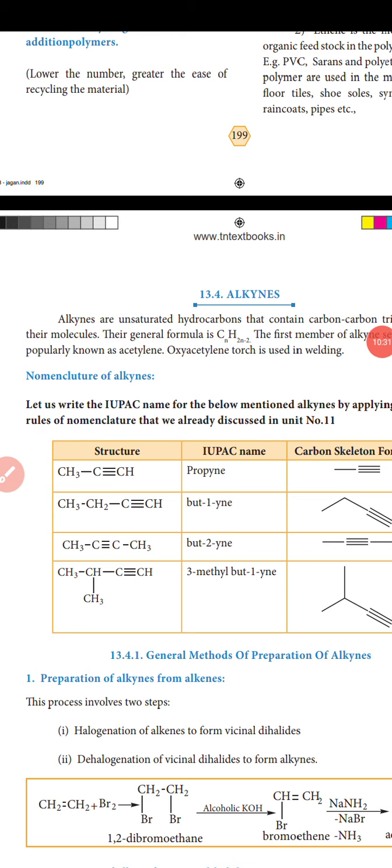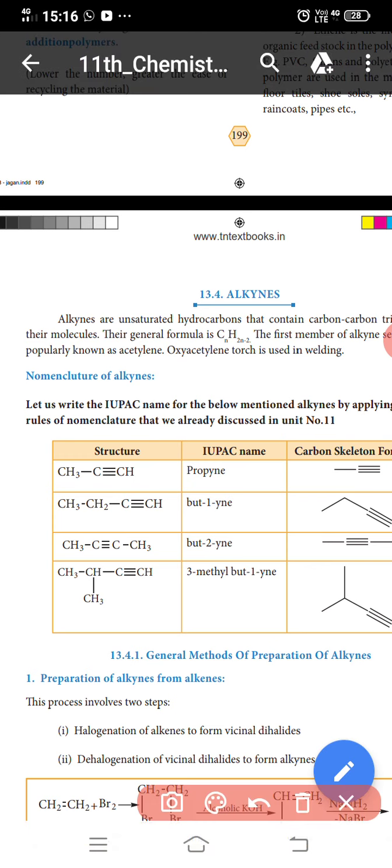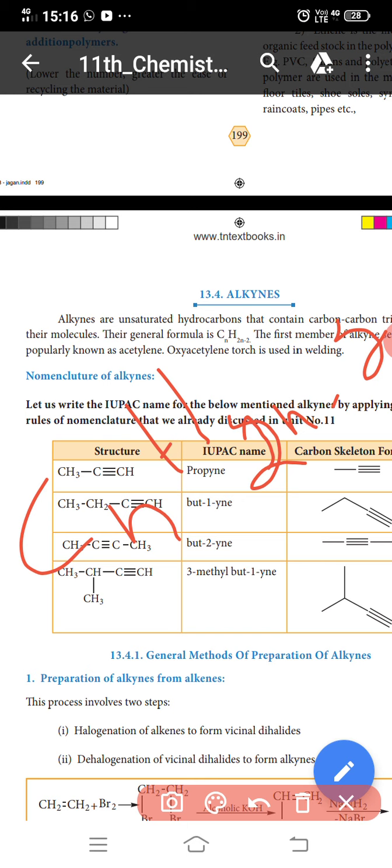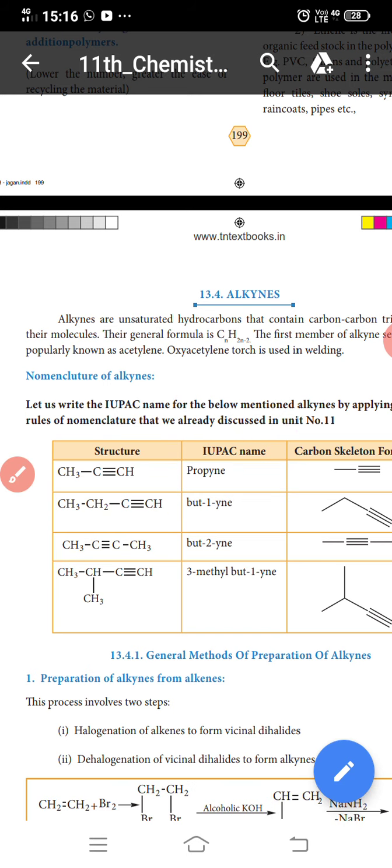The second topic: alkynes, carbon to carbon triple bond formation. Alkynes are unsaturated hydrocarbons that contain a carbon to carbon triple bond in their molecules. Their general formula is CnH2n minus 2. The first member of the alkyne series is ethyne, popularly known as acetylene. The oxyacetylene torch is used for welding.